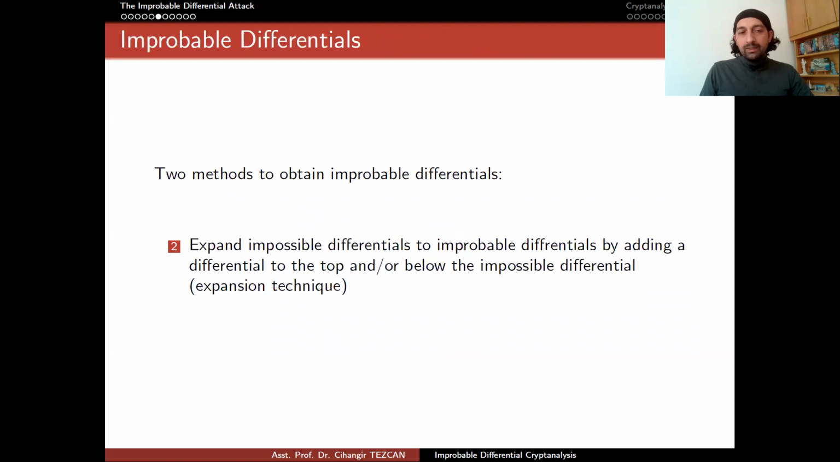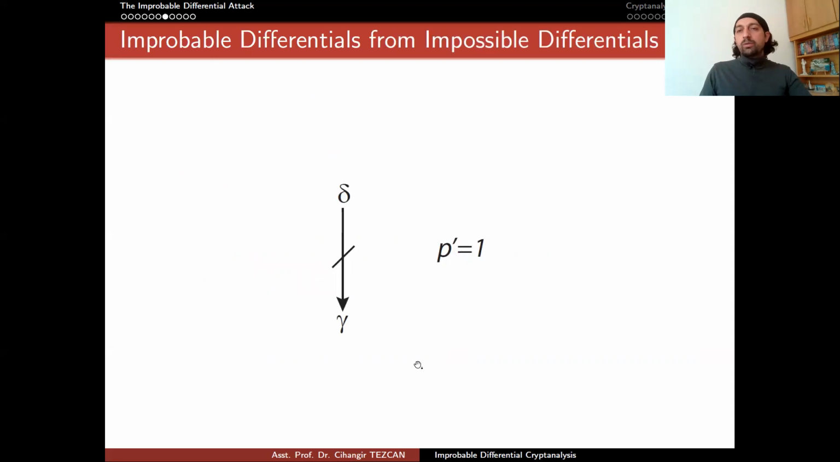The second technique is the expansion technique. In this case, we expand the impossible differential to improbable differentials by adding a differential to the top or the bottom or both of the impossible differential. So the idea is as follows. First, you obtain an impossible differential, most probably using the miss in the middle technique.